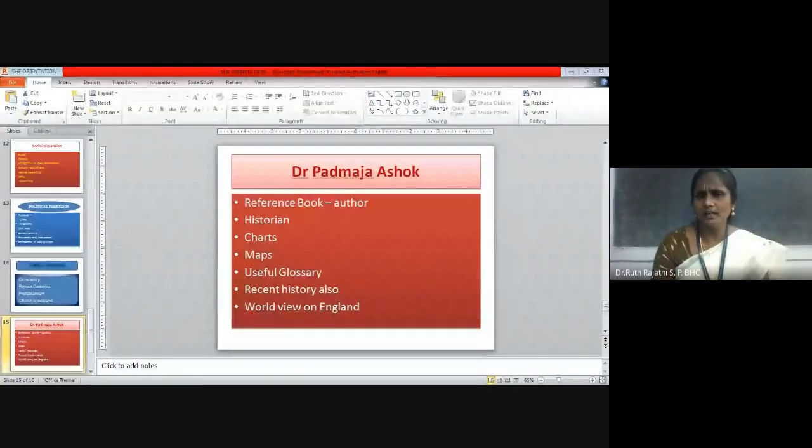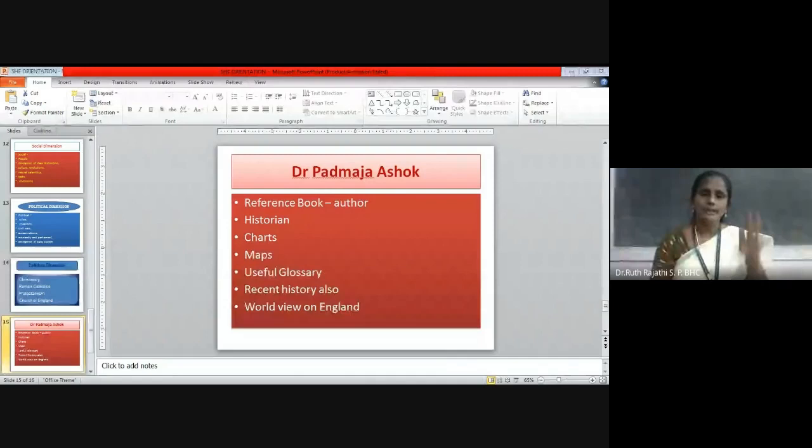The highlights of this book are, it is giving charts where we come to know the chronological order of the kings or some important events about the periods, the ages. It provides charts and maps. It's important for you all to take a world map and find out where England is, the geographical structure. The author is also giving a useful glossary, where you come to know the meanings of some new words, and recent history. She covers the early times till the recent history in that book. So this book will definitely give you the entire outline.